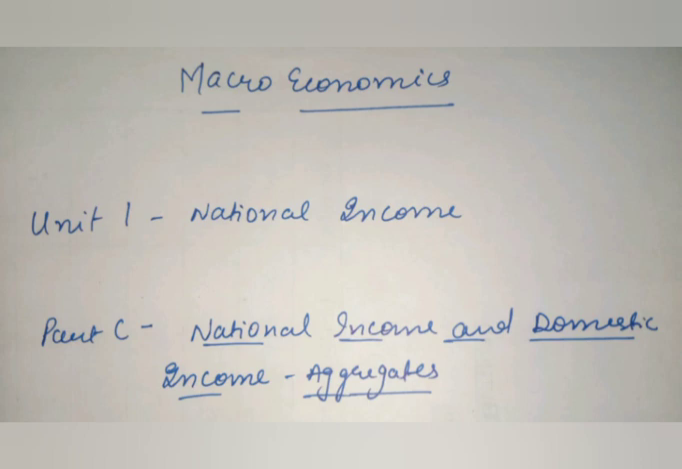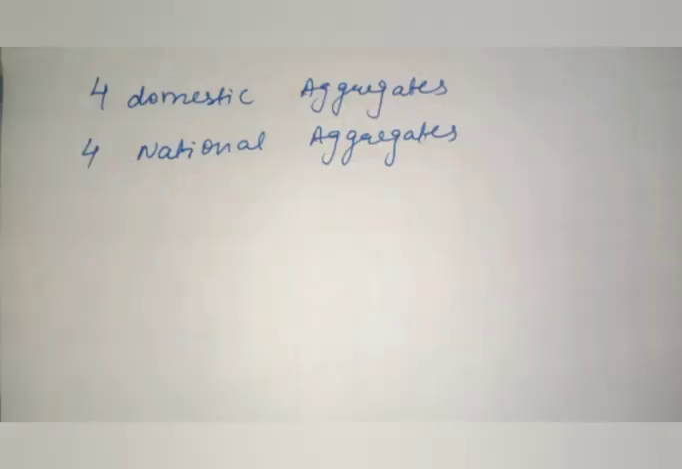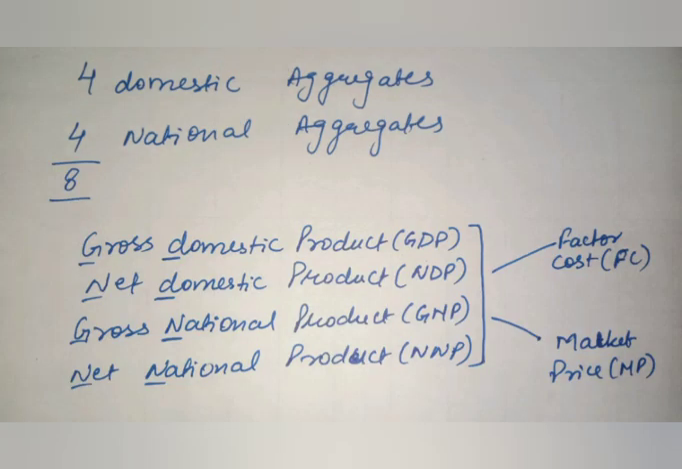In this video, we will study different aggregates of national income as well as domestic income. There are 4 aggregates of domestic product as well as 4 aggregates of national product. In all, there will be 8 aggregates of the national income. The 4 major aggregates: gross domestic product, net domestic product, gross national product, net national product. I'll request you to please note down the first letter of each aggregate. For example, for gross domestic product, GDP. All these are expressed in terms of factor cost as well as market price, therefore making it 8 aggregates.